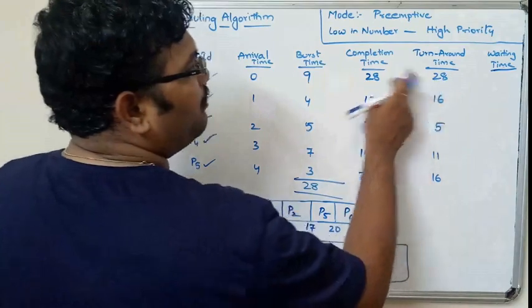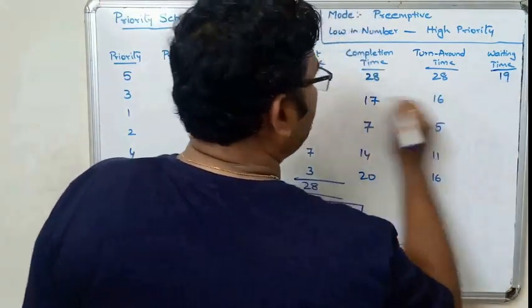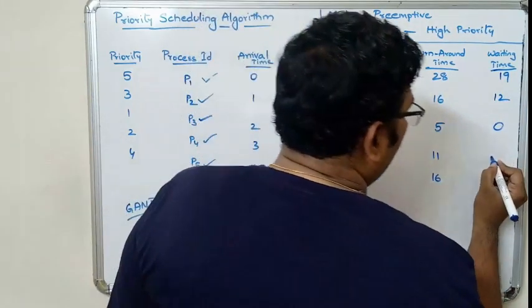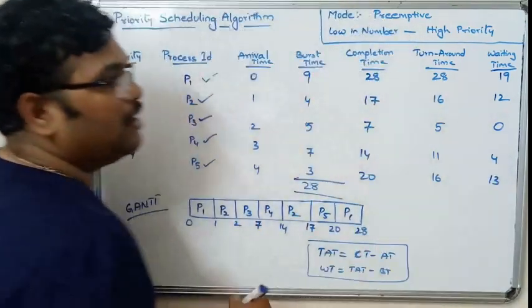Next, waiting time, turnaround time minus burst time. 28 minus 9, it's 19. 16 minus 4, it's 12. 5 minus 5, it's 0. 11 minus 7, it's 4. 16 minus 3, it's 13.